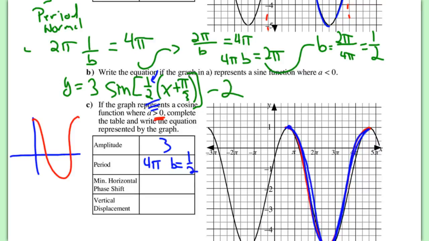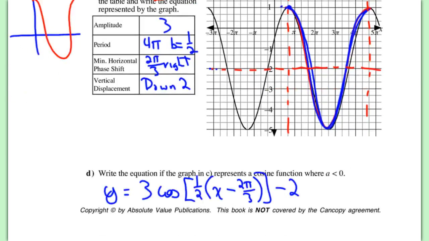So if that's happy cosine, I've got 2 spaces to the right, so the phase shift is 2 pi over 3, right? And the vertical displacement is going to be the same, right? If I draw that midline, and now there's the beginning and end of my period, my vertical displacement is still going to be down by 2.